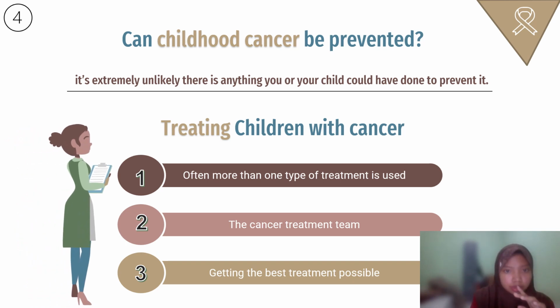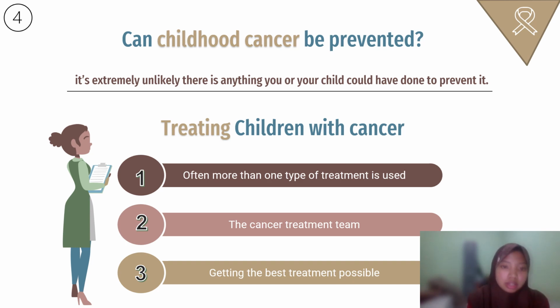So, treating children with cancer, I have 3 points. First, often more than one type of treatment is used. With some exceptions, childhood cancers tend to respond better to certain treatments, such as chemo. This might be because these cancers tend to grow quickly, and chemo works better against fast-growing cancers. Children's bodies are also usually better able to recover from higher doses of chemotherapy than adults' bodies. Using more intense treatments gives doctors a better chance of treating the cancer effectively, but it can also lead to more short and long-term side effects.